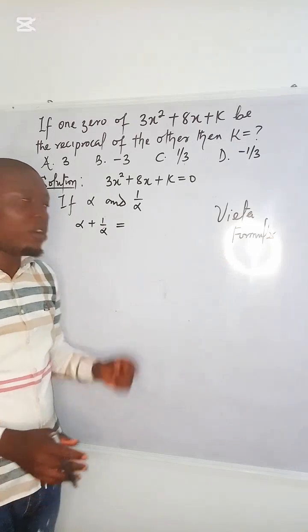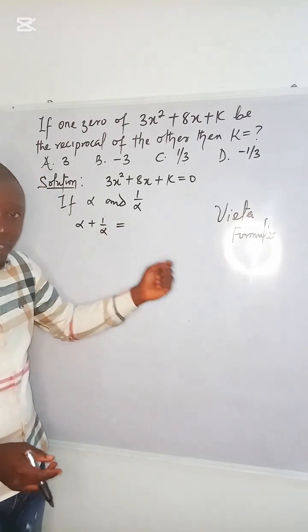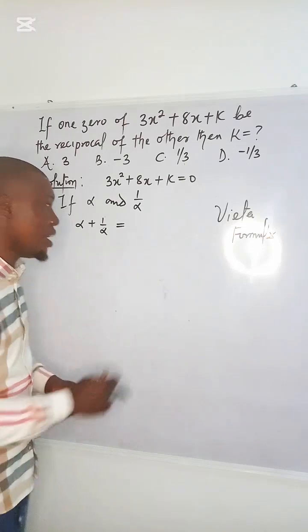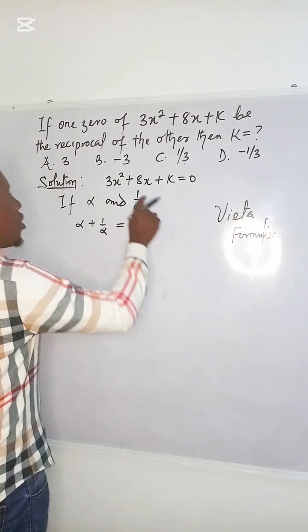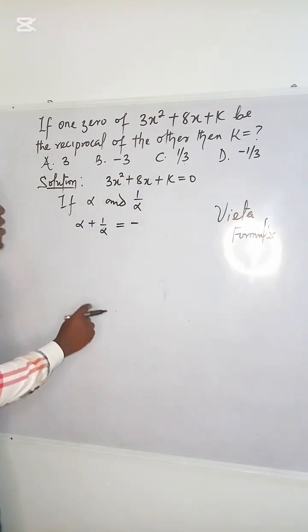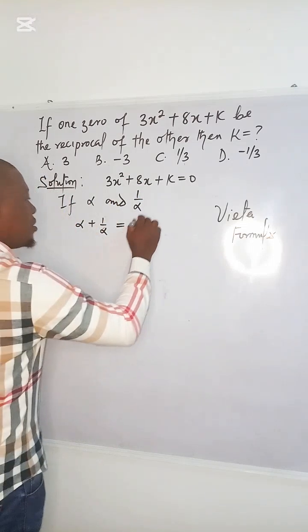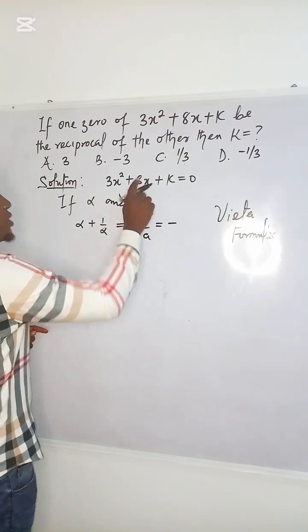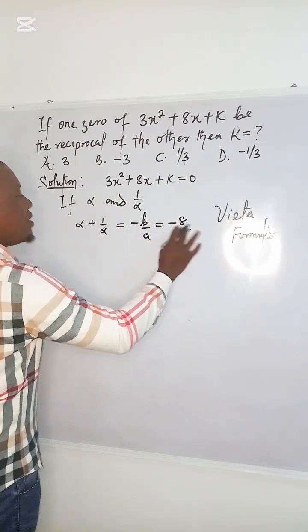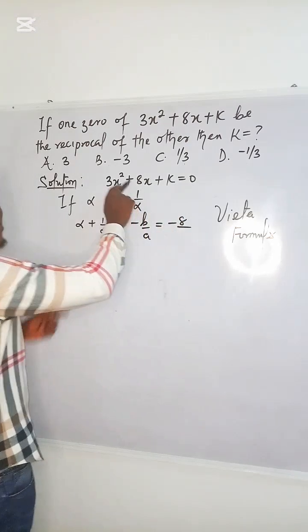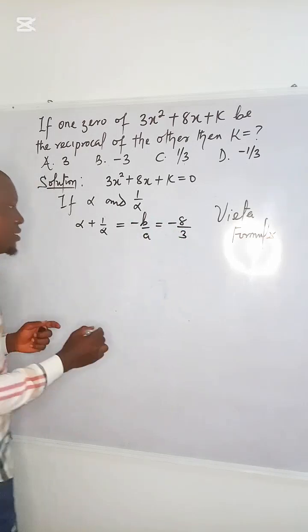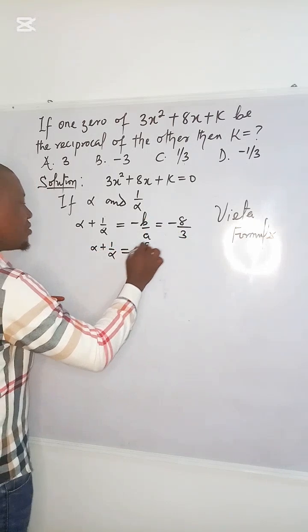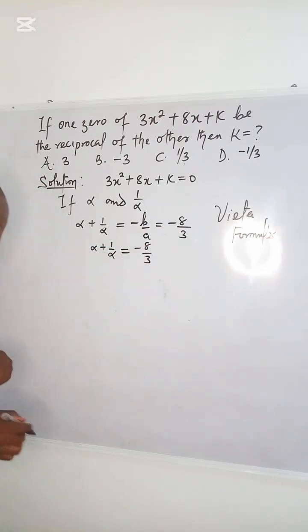That is the general one, but we are restricted to quadratic equations. If we were doing a cubic equation, we would still use Vieta's formula, which says that the negative of the second coefficient, let me say b, all over a. This b is the second coefficient, which is 8, and a is the coefficient of x square, the highest power, which is 3. So alpha plus 1 over alpha is equal to negative 8 over 3.